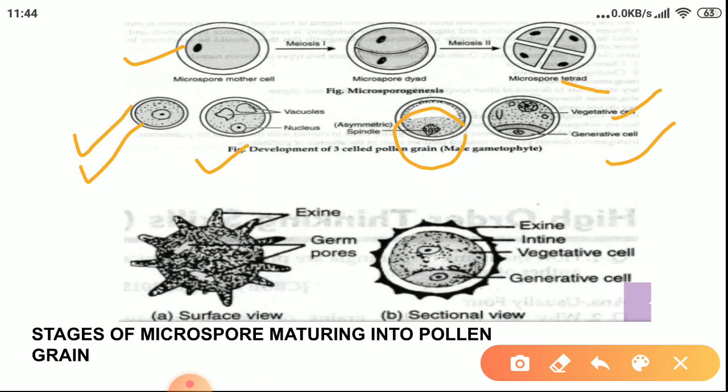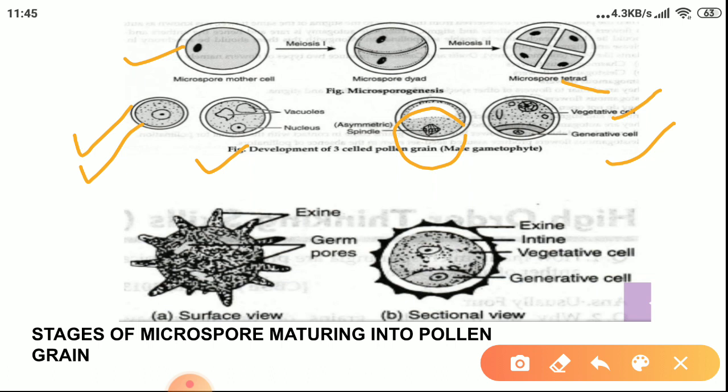One is the surface view, outermost view, and the other one is sectional view. Each pollen grain, mature pollen grain, consists of outer wall, that is exine, which is not smooth always. Okay, it is thick and it consists of a chemical which is called sporopollenin. Okay, along with it, at some places this exine is absent and that place is called germ pore.